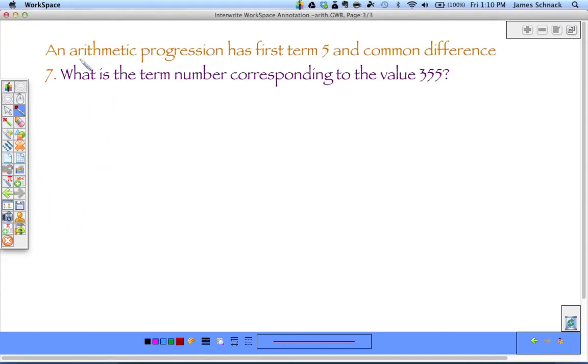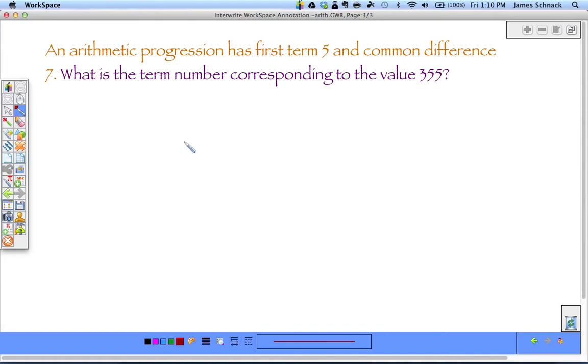So here we go. An arithmetic progression has first term 5 and common difference 7. What is the number term corresponding to the value 355? Okay, so we need a rule. We always need a rule. No question about it. We have a sequence. We need a rule to answer this question.